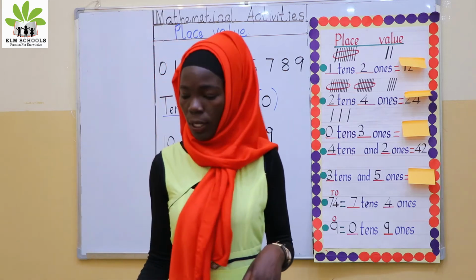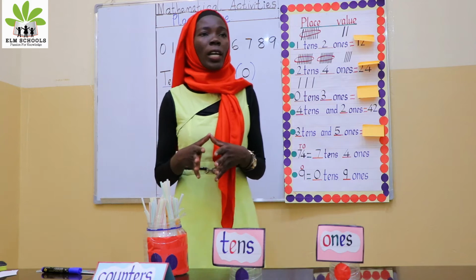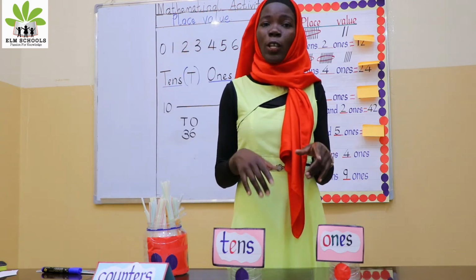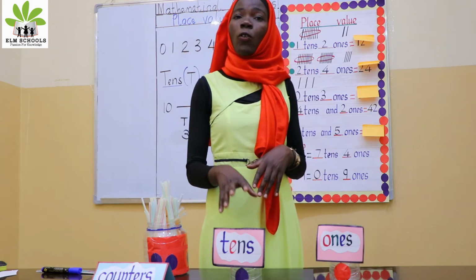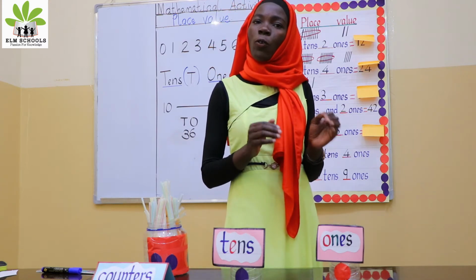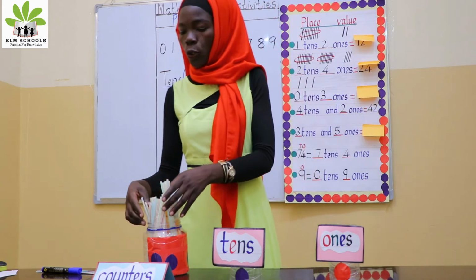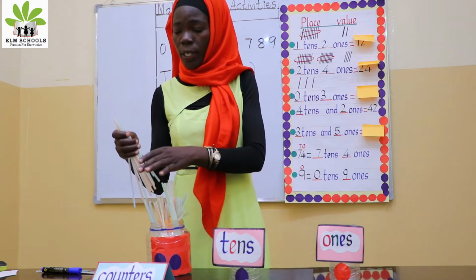Now, I want us to go back to our straws here. I have some counters. They are called straws. We have said that we are going to look at the numbers in the place value of ones and the place value of tens. And we refer to numbers that are in the place value of ones, those that have not gone beyond number 9. So, we are going to count, and I want you to count with me.